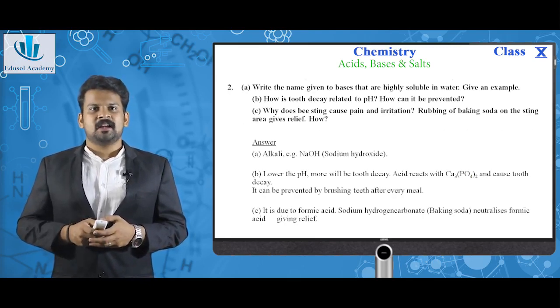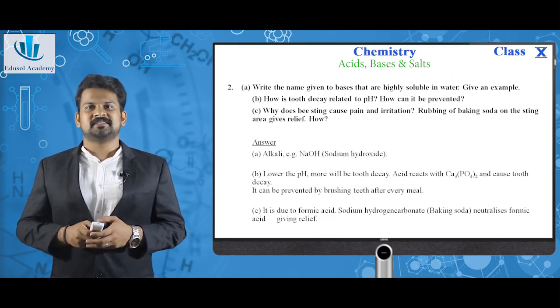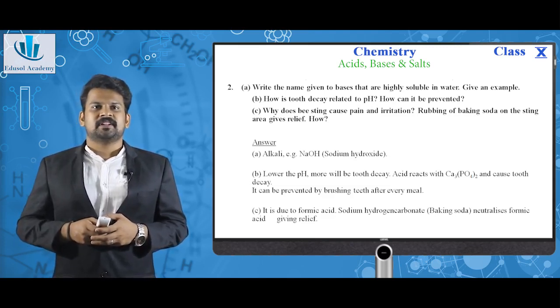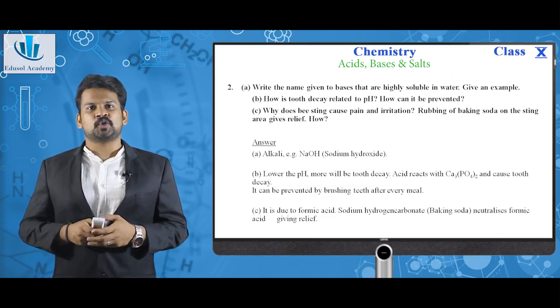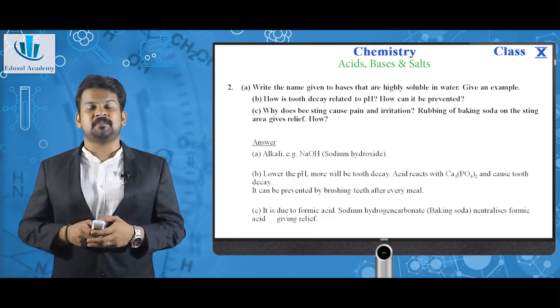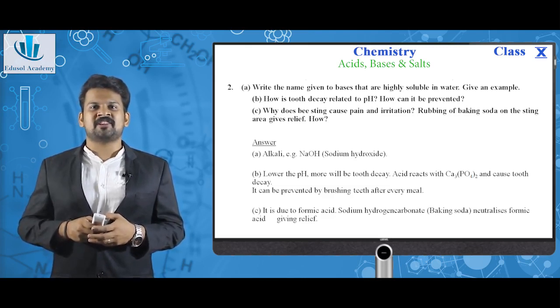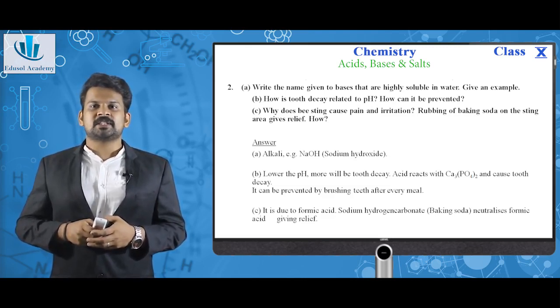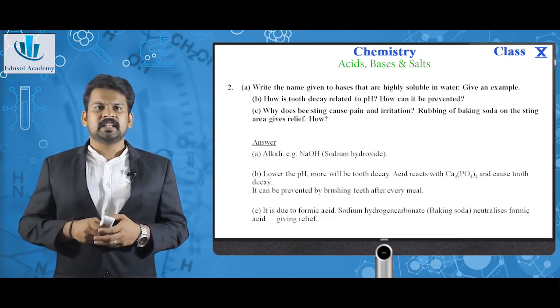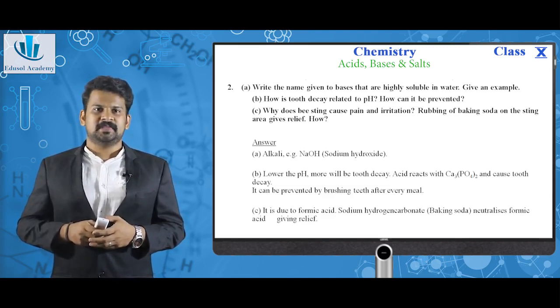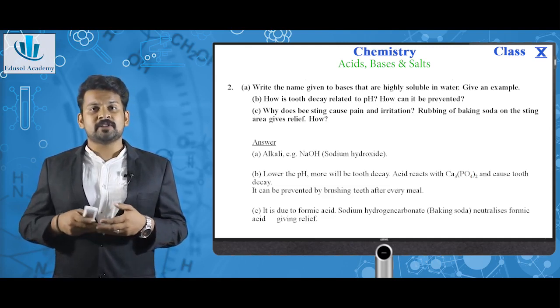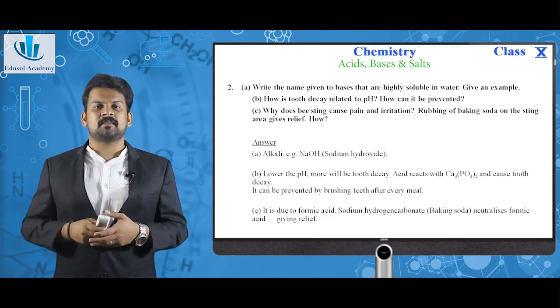Next question. Write the name given to the bases that are highly soluble in water. Give an example. Next part, how is tooth decay related to pH? How can it be prevented? Third part, why does a bee sting cause pain and irritation? Rubbing baking soda on the sting gives relief. How? For the first question, those bases which are highly soluble in water are called alkalis. Example, sodium hydroxide.